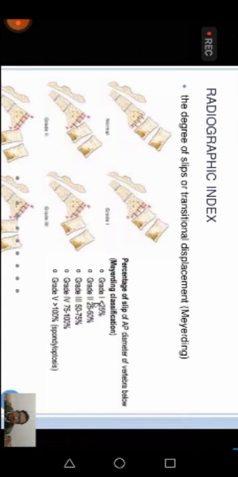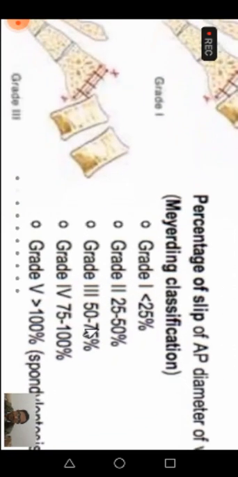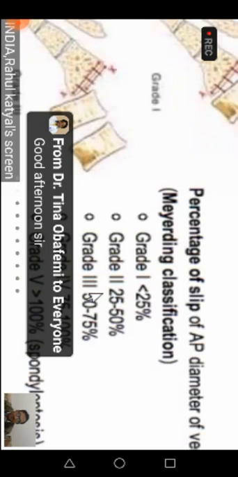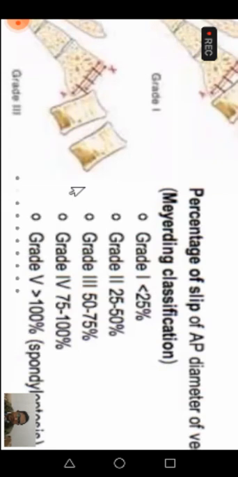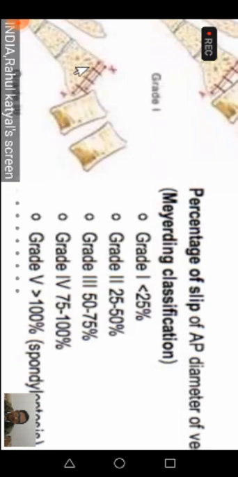So if there is 25% displacement, we call it grade 1. If there is grade 2, that is 25 to 50%. And if it is grade 3, 50 to 75%. So until between grade 2 and grade 3 we can treat, right? But not for grade 4 and 5. It is only sir who treats, although 4 and 5 would be the surgical cases. So 3 is also, you can say, the severe one. 1 and 2 we can treat easily, right?